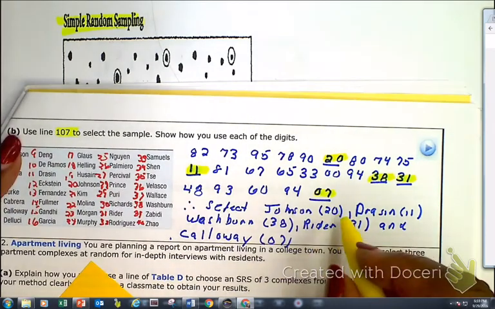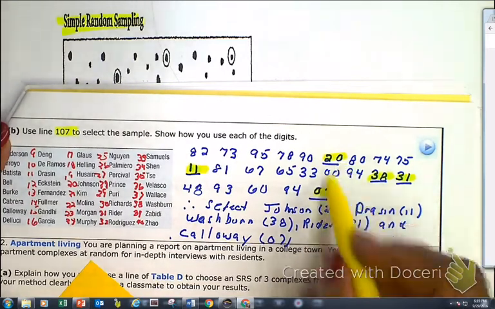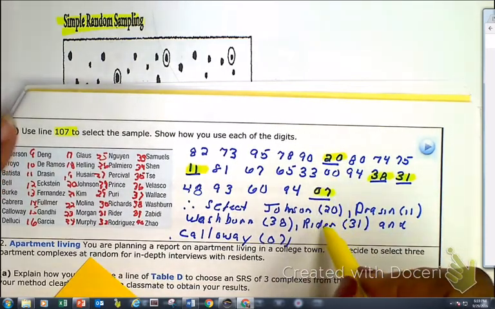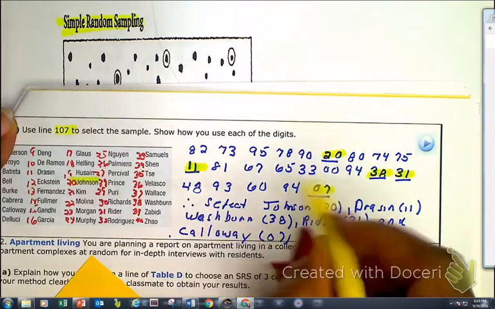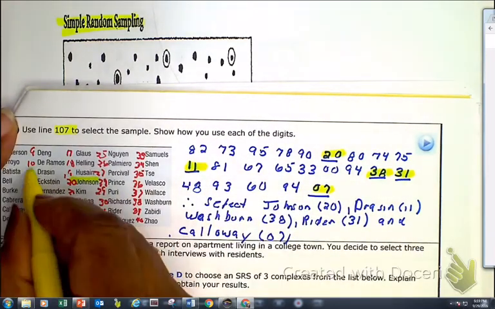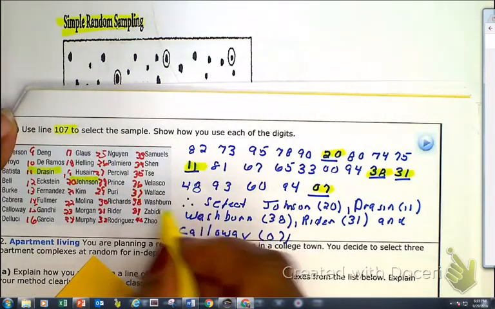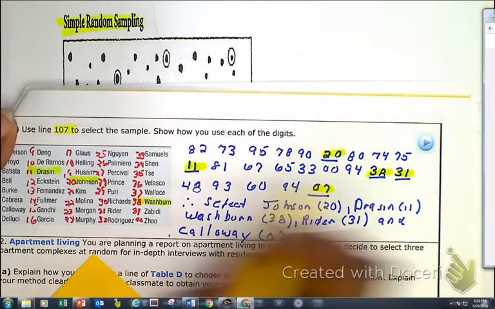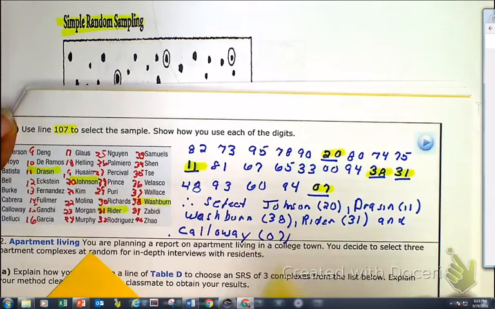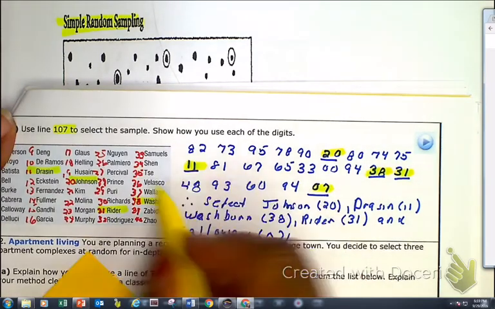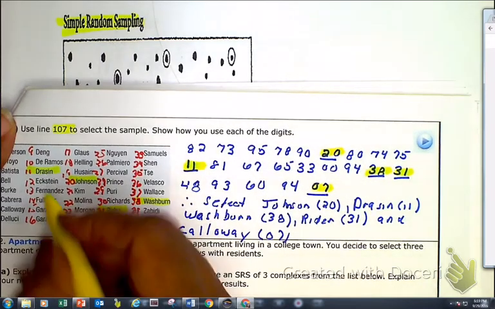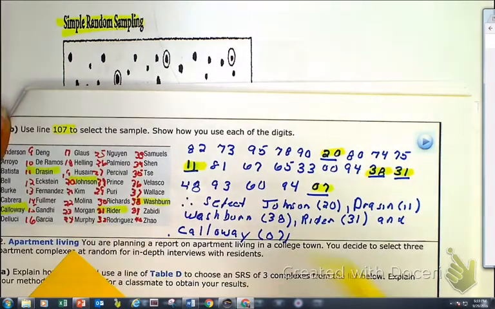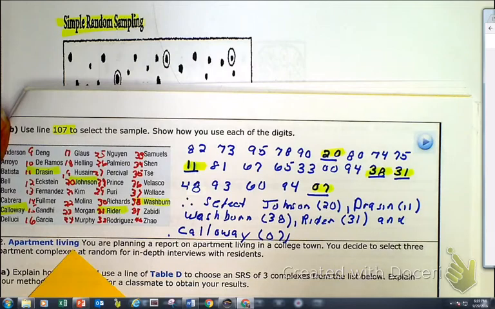And then after I've done that, I go back and look, okay, so who is number 20? Oh, it is, where'd you go? Johnson. Who is number 11? And I just do the rest of them. So just reminding you, why did I skip number 82? Where do you see an 82 here? Okay. And also, please keep in mind that once I've highlighted them, they can't be chosen again.